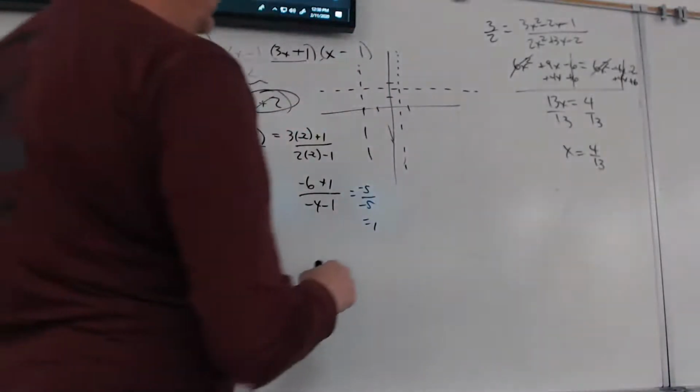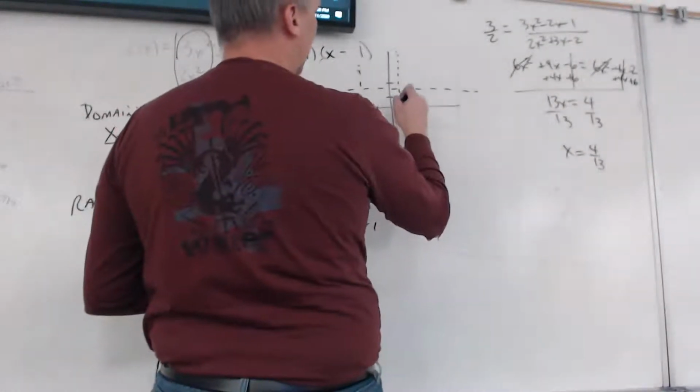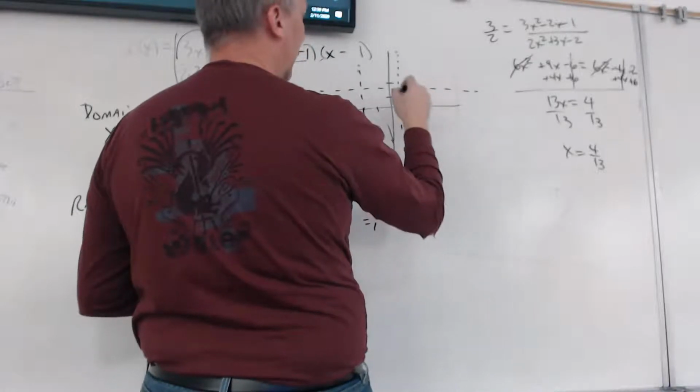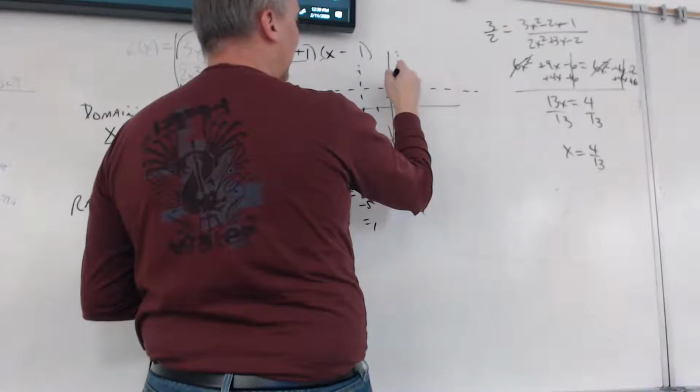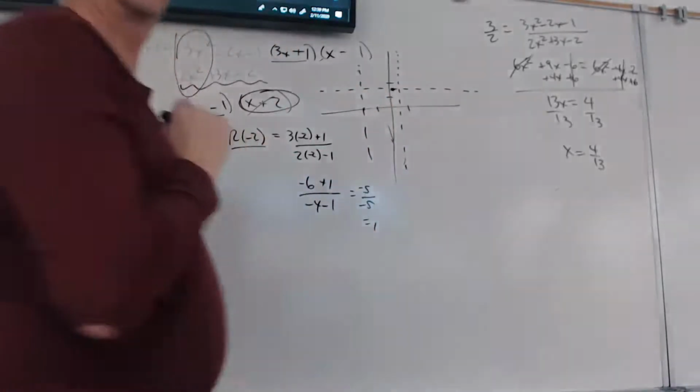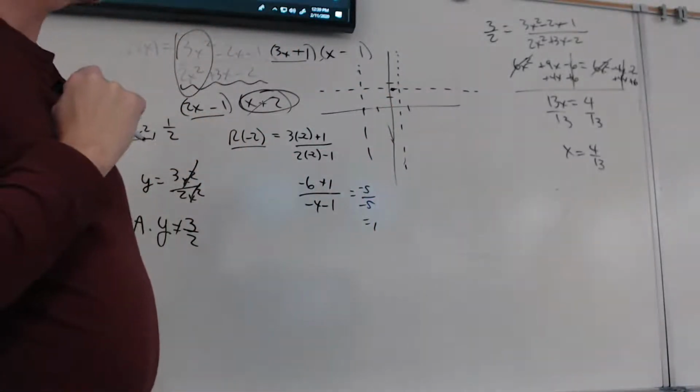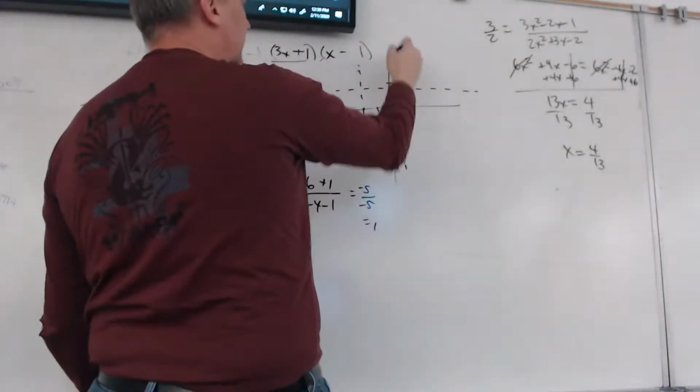3/2. Okay? So at 4/13, that's about 1/4. So x is about 1/4 and y is 1.5. So it's going to cross about right there. Okay? Now the question is, does it go this way or does it go that way?